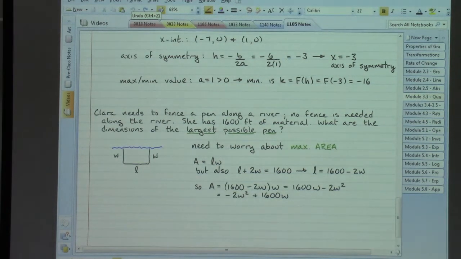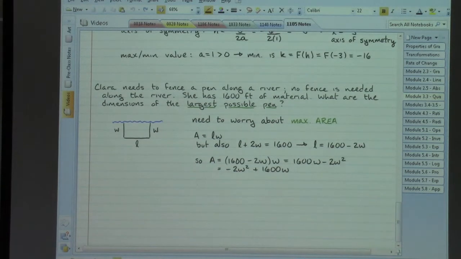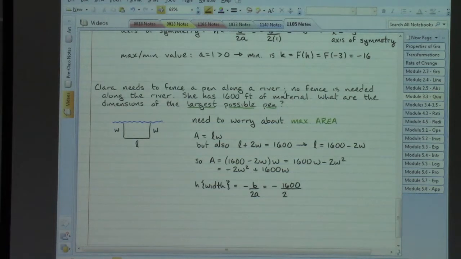the H, and the H in this case is a width. We don't want to lose sight of that. It's coming from the formula -b over 2a, so -1,600 over 2 times -2, which would mean that we get a 400, and that's measured in feet, so 400 feet.